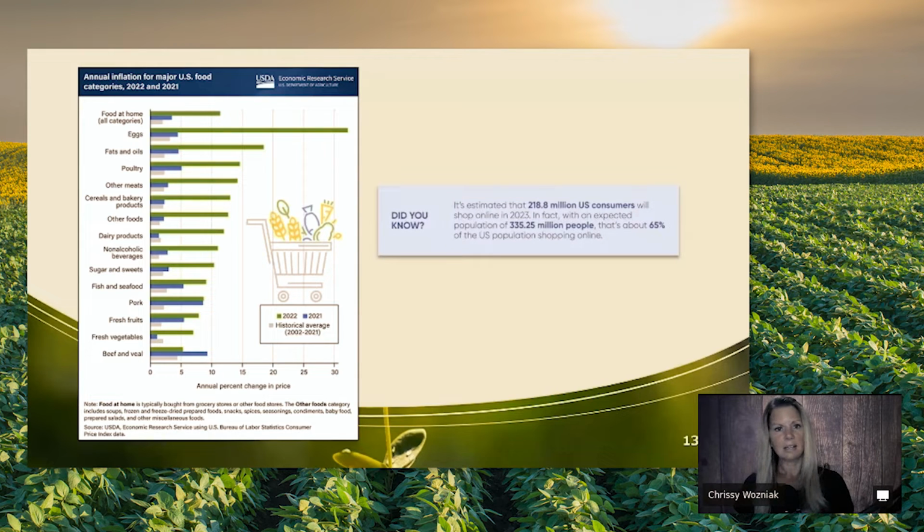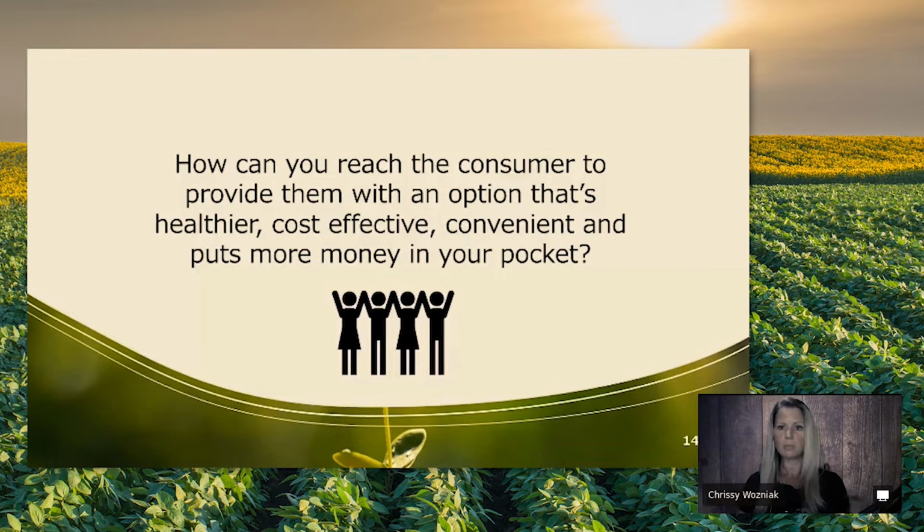We can turn this into an opportunity. If the producer wants to make more and the consumer is already spending this much or wants to spend less, there is an opportunity. It's estimated that 218.8 million US consumers will shop online in 2023. That's about 65% of the US population shopping online. They're already there, already looking for food, and already used to ordering. So you just need to get in there and start working with your community. It's really a win-win.